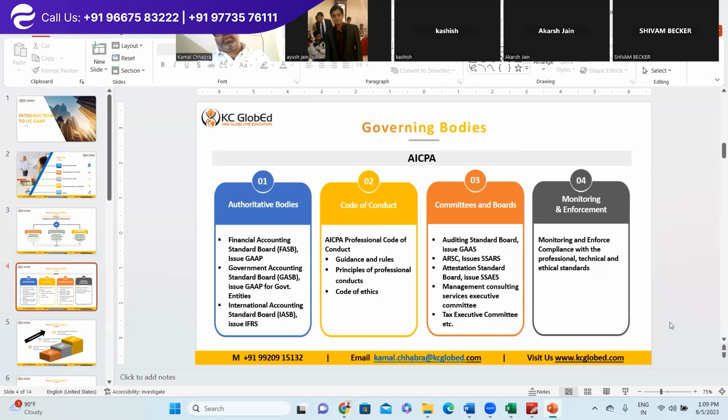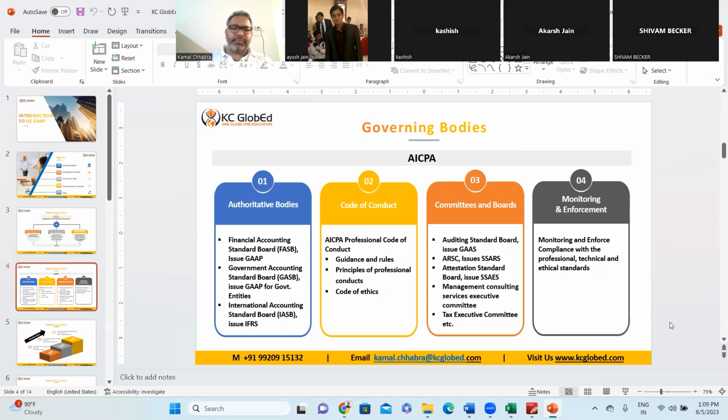Right. One quick thing, just to avoid confusion. IFRS is being developed by the IASB, International Accounting Standards Board. Right. So in the AICPA, there is a separate wing of the IASB as well. AICPA is an NGO basically, which works in these 4 domains. One is making authoritative bodies. Second, creating the code of conduct. Third is the committee and the board. And the fourth one is monitoring and enforcement.